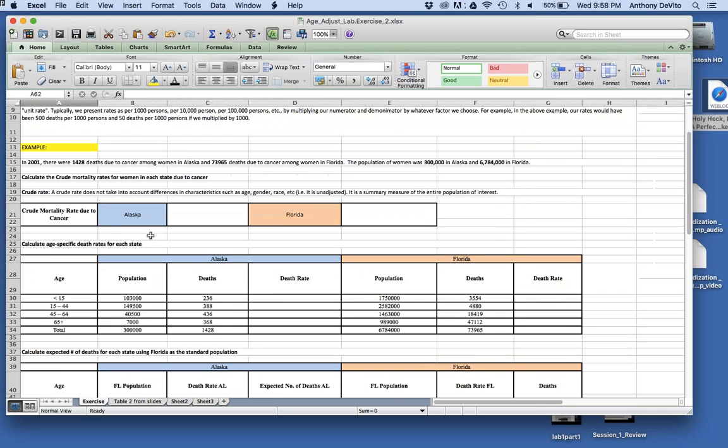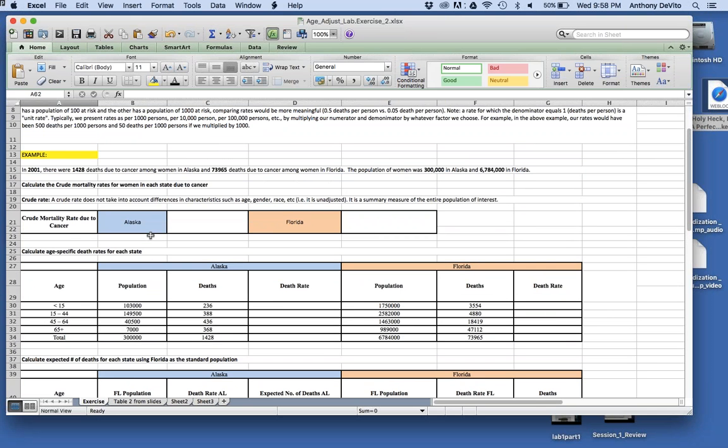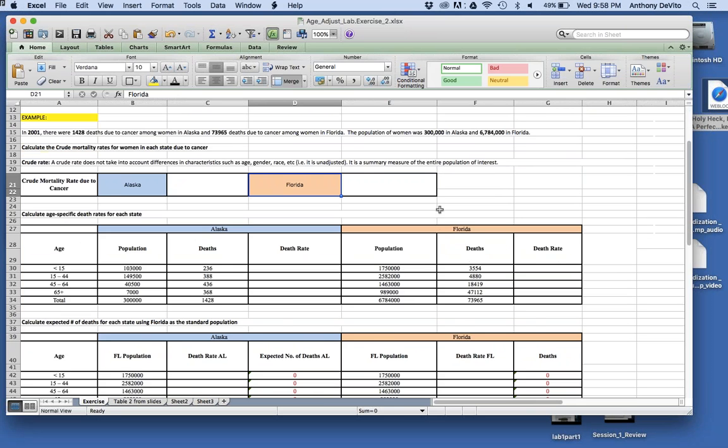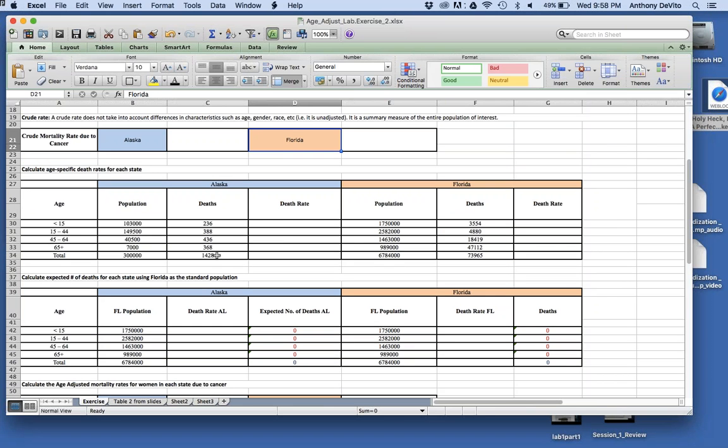In this case, we're looking at the mortality among females in Alaska and in Florida. In Alaska, there are about 300,000 females, a much smaller population. In Florida, there are 6,700,000 females, a large population. Let's take a look at the number of deaths. Out of those 300,000 people in Alaska, we have 1,400 deaths. In Florida, out of those 6 million females, we have many more, 73,000 deaths.